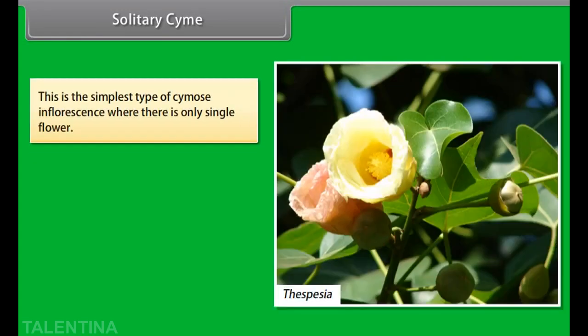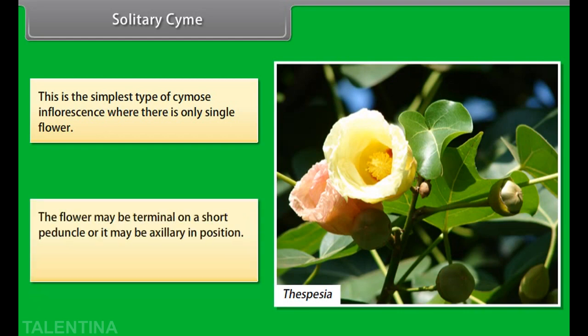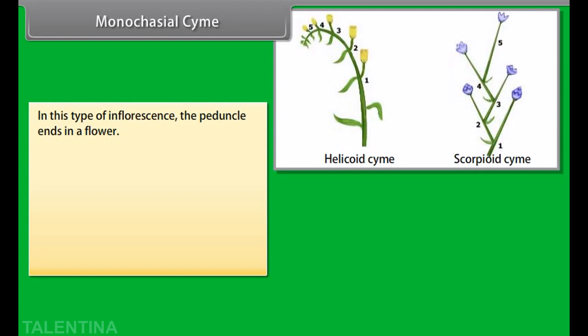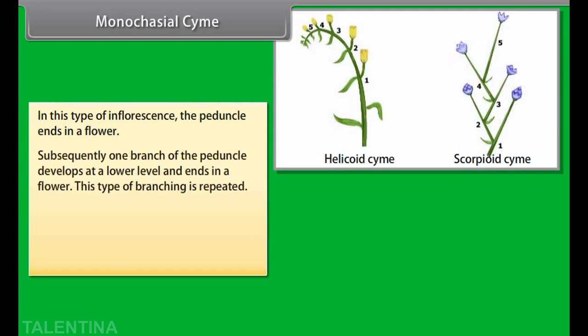Solitary cyme. This is the simplest type of cymose inflorescence where there is only a single flower. The flower may be terminal on a short peduncle or it may be axillary in position. Example, Cebia. Monochasial cyme. In this type of inflorescence, the peduncle ends in a flower. Subsequently, one branch of the peduncle develops at a lower level and ends in a flower. This type of branching is repeated.